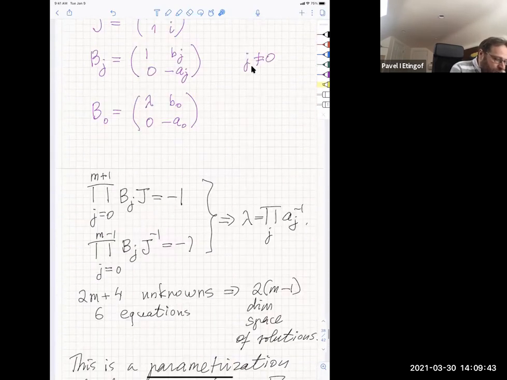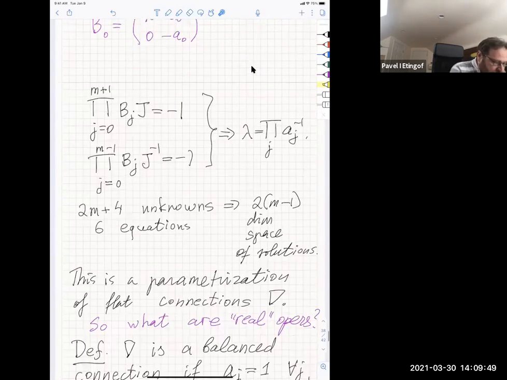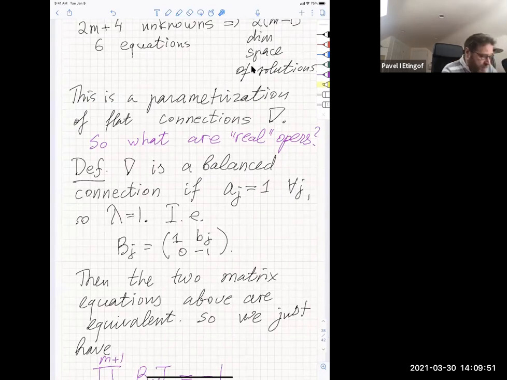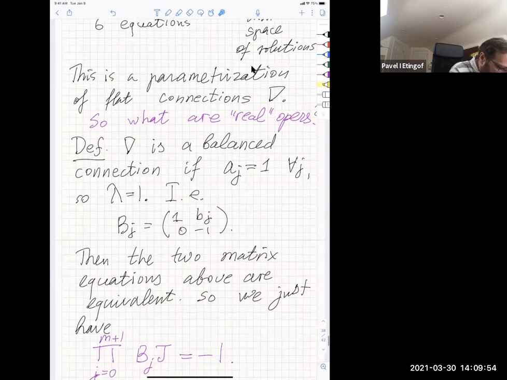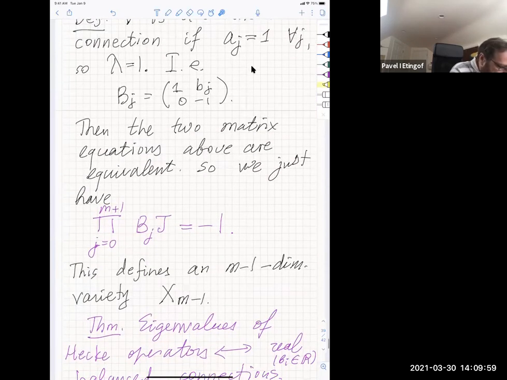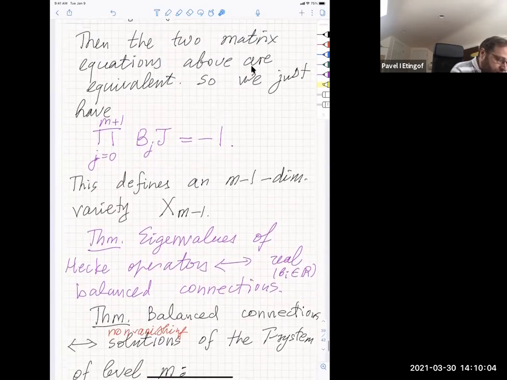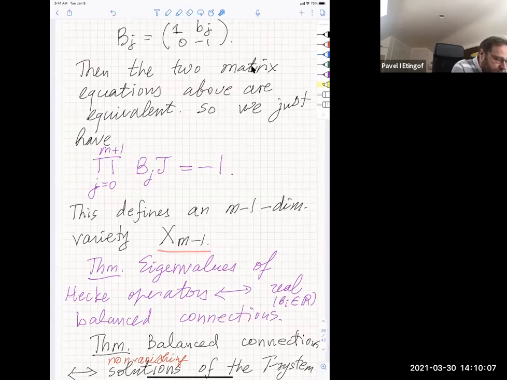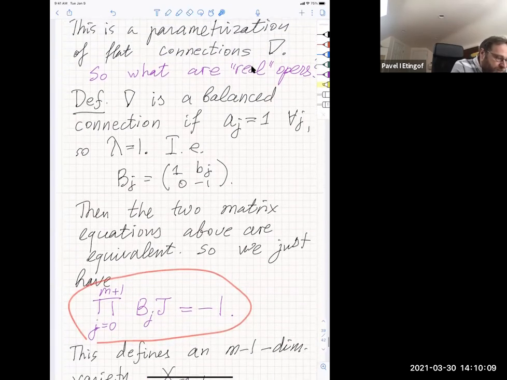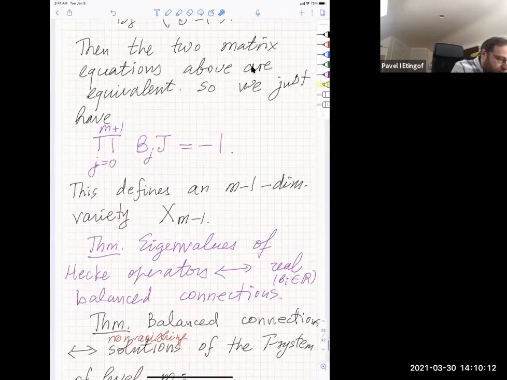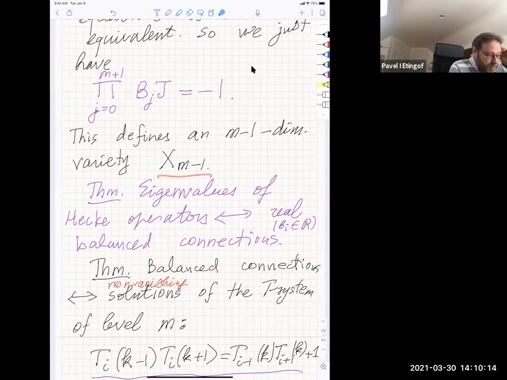And in this case, one can show that the two matrix equations become equivalent. So this is actually a half-dimensional subvariety, most likely Lagrangian. I haven't checked with respect to the standard Atiyah-Bott structure. So let's say we just have this equation on matrices where eigenvalues are 1 and -1, and this is a variety X_{m-1}. So it's a complex variety, but we will consider its real points.